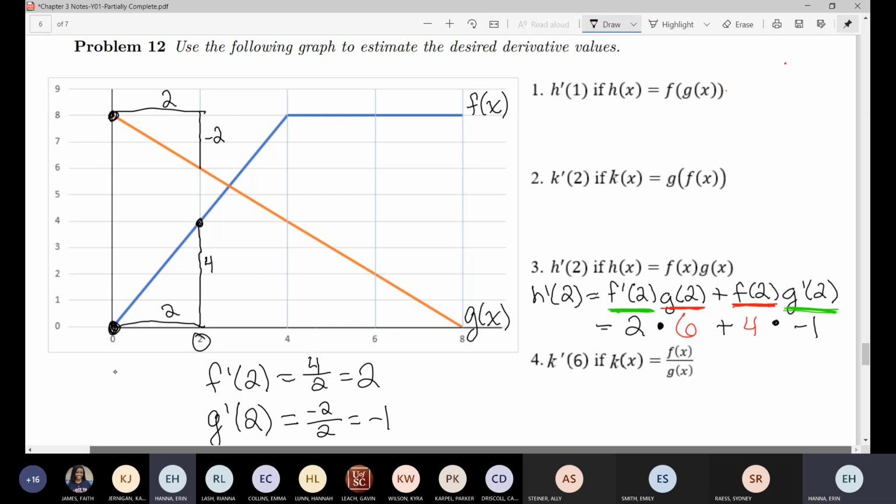I ran out of space, so I have to go backwards. 2 times 6 is 12. 12 minus 4 is 8. I'll get there.